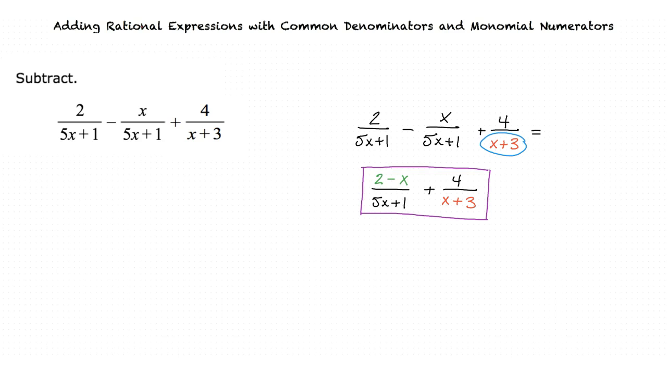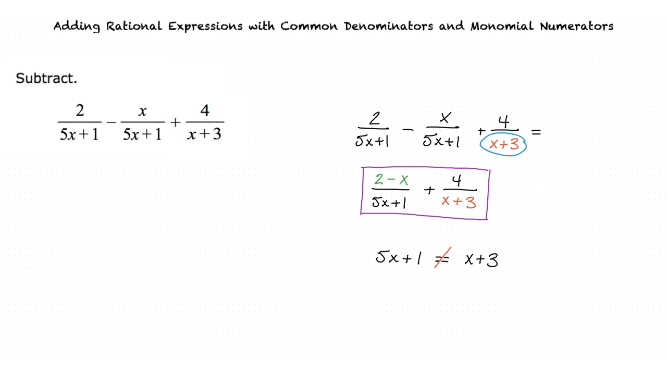This final expression cannot be combined any further because 5x plus 1 does not equal x plus 3, meaning that the two remaining terms, 2 minus x over 5x plus 1 and 4 over x plus 3, do not have a common denominator and, as a result, cannot be combined.